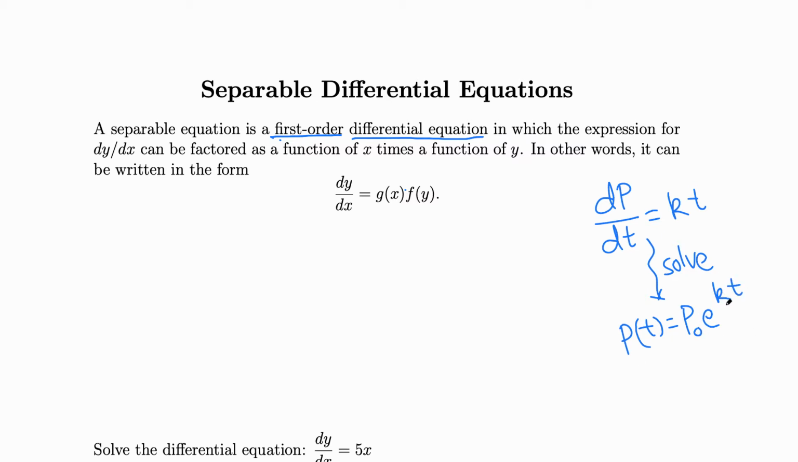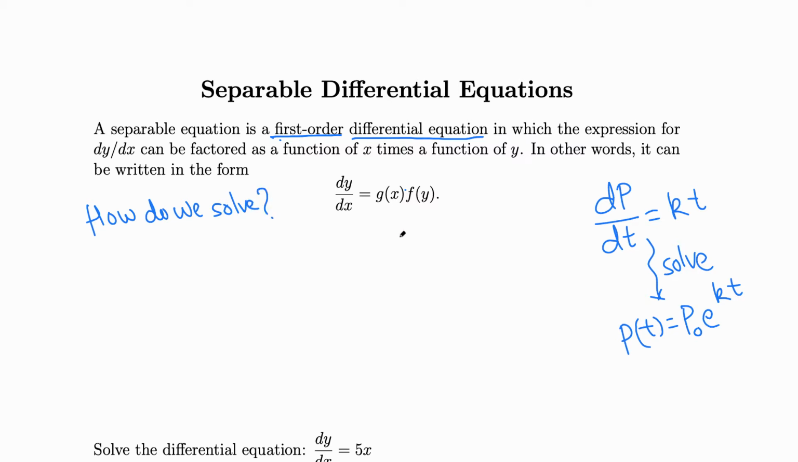If this k is positive, then we get exponential growth. If this k is negative, we get exponential decay, radioactive decay. In fact, this equation comes from this differential equation. Now we are trying to solve this type of equation in this section. So when we have a separable equation, how do we solve it?